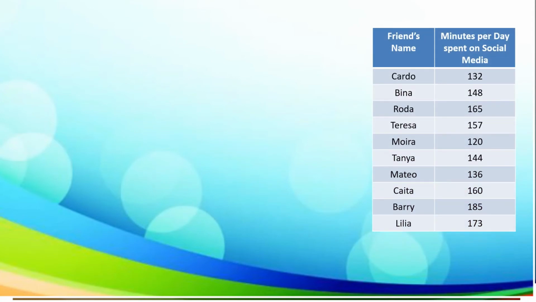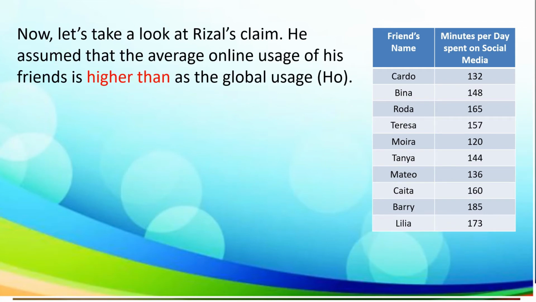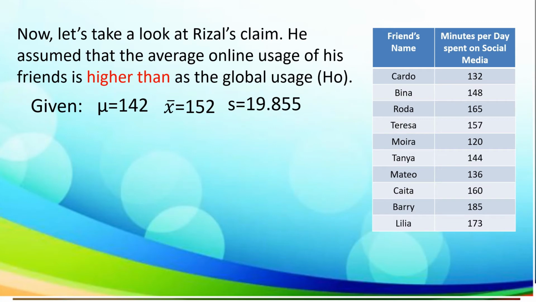Now, let us go back to the claim of Rizal using the given data on the table on our right side. He assumed that the average online usage of his friends is higher than the global usage. To be able to solve this, let us now find the given. The given are the mean of the population, which is equal to 142, and the mean of the sample that comes from the data on the table on our right side, which is 152. The standard deviation is 19.855, which is solved using this formula, and our sample size is 10.